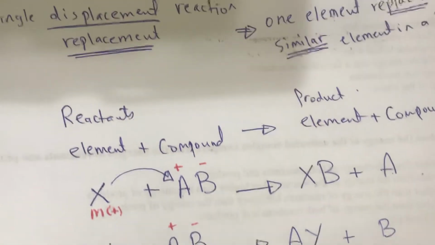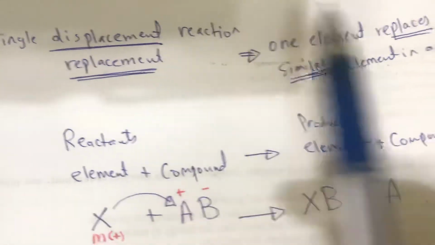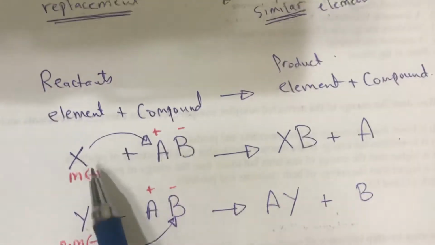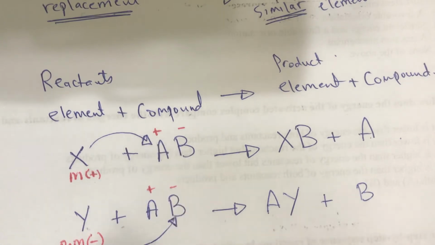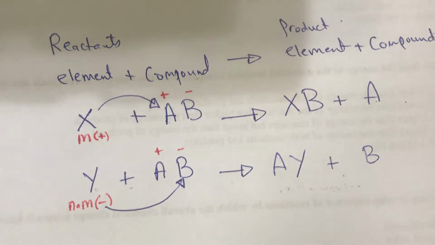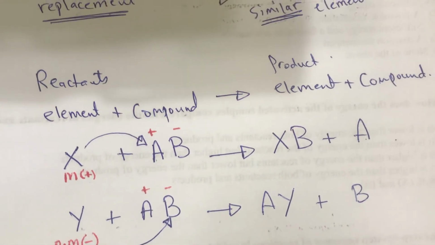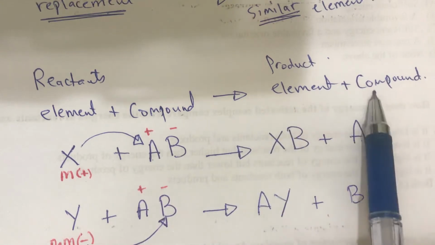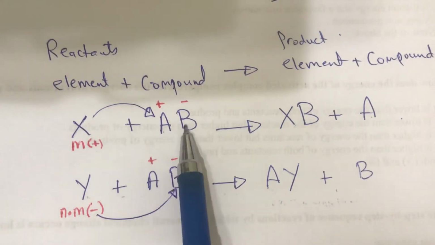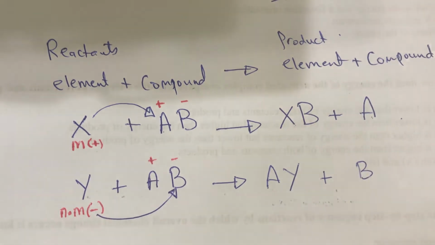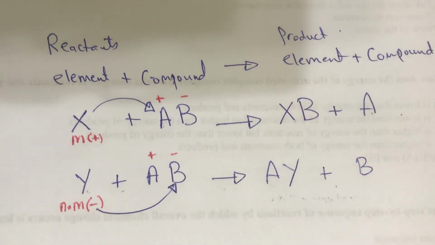So again, in single displacement reactions, one element replaces a similar element in a compound. If it's a metal, it will replace a metal in the compound. If it's a non-metal, it will replace a non-metal in the compound. The general formula for these reactions is element plus compound produce element plus compound. So this is the general formula for a single displacement reaction.